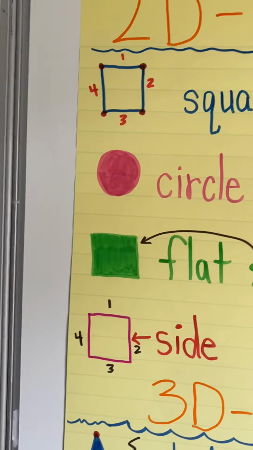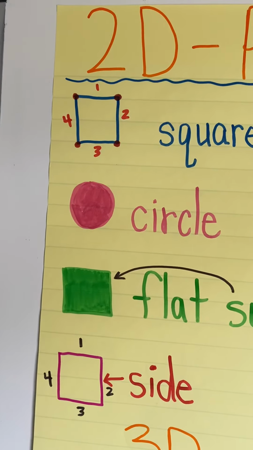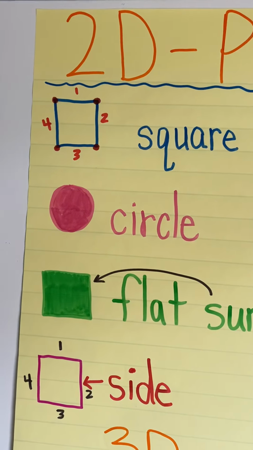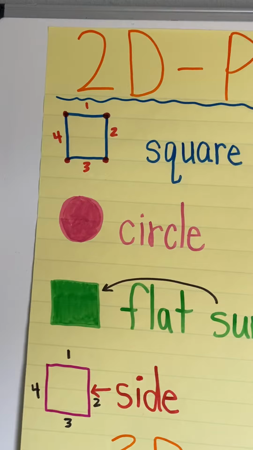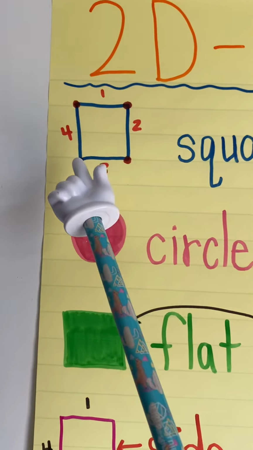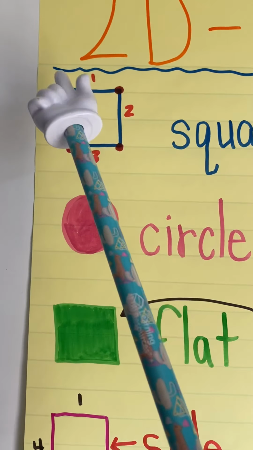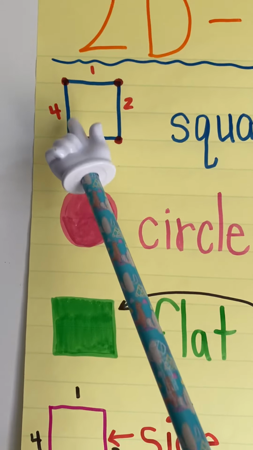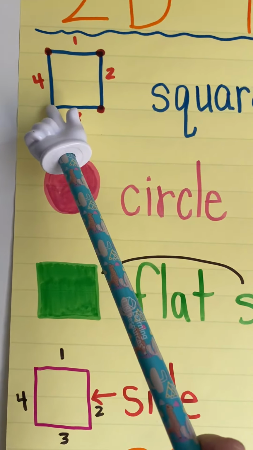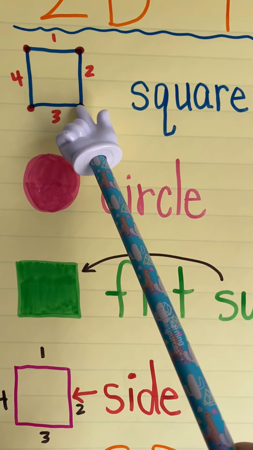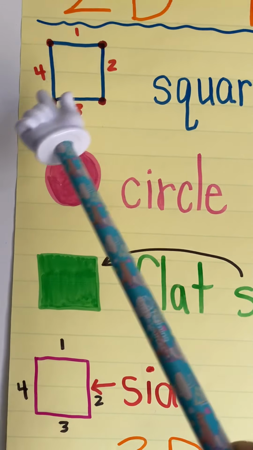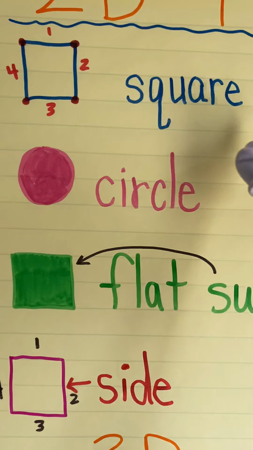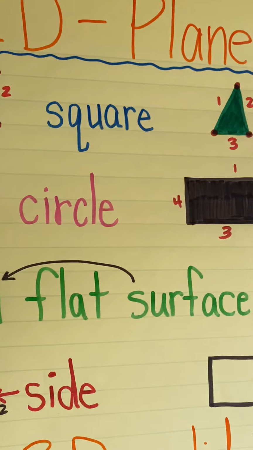So in a square, there are 4 sides, 4 vertices. So I know that this shape is called a square. Not only are they 4 sides, but they're 4 equal sides. This side is the same length as this side, and this side is the same length as this side. All of the sides have to be the same length to be called a square.